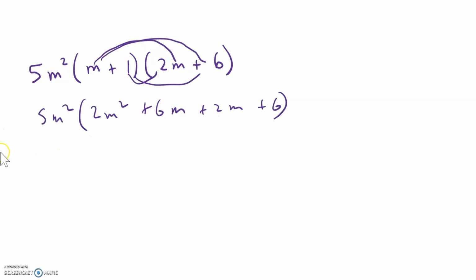Combine the middle two terms. So I'll have 5m squared times 2m squared. Okay, 6m plus 2m is 8m. And then plus 6. Okay, now distribute the 5m squared.